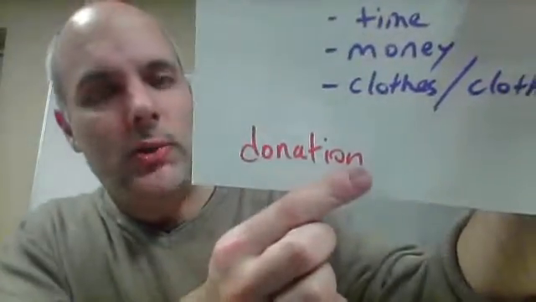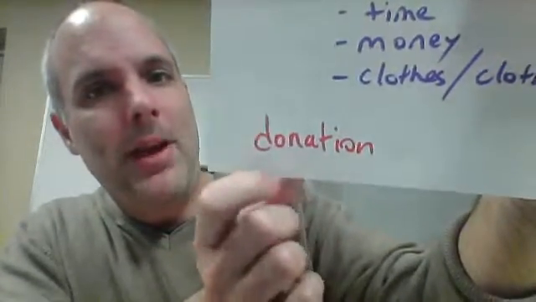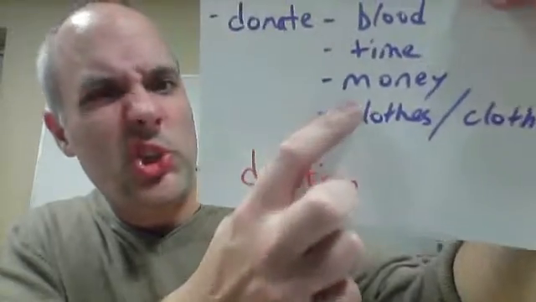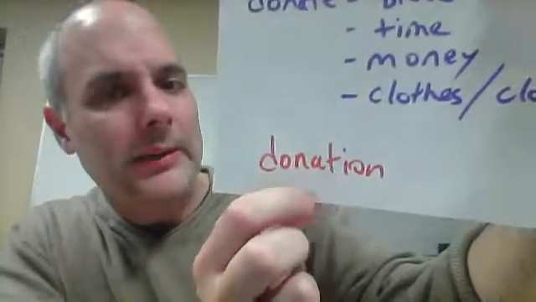Now, there is another word. Donate is a verb. I donated with a D, blood. But we can also say donation. Donation, okay? So my blood donation. Okay? My money donation. So maybe to a hospital or charity, you can give some money.